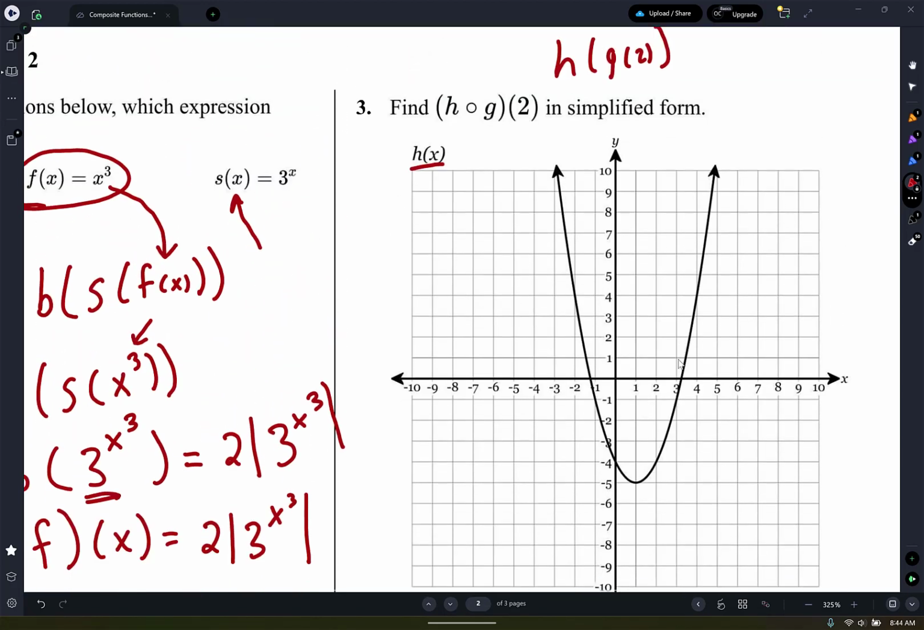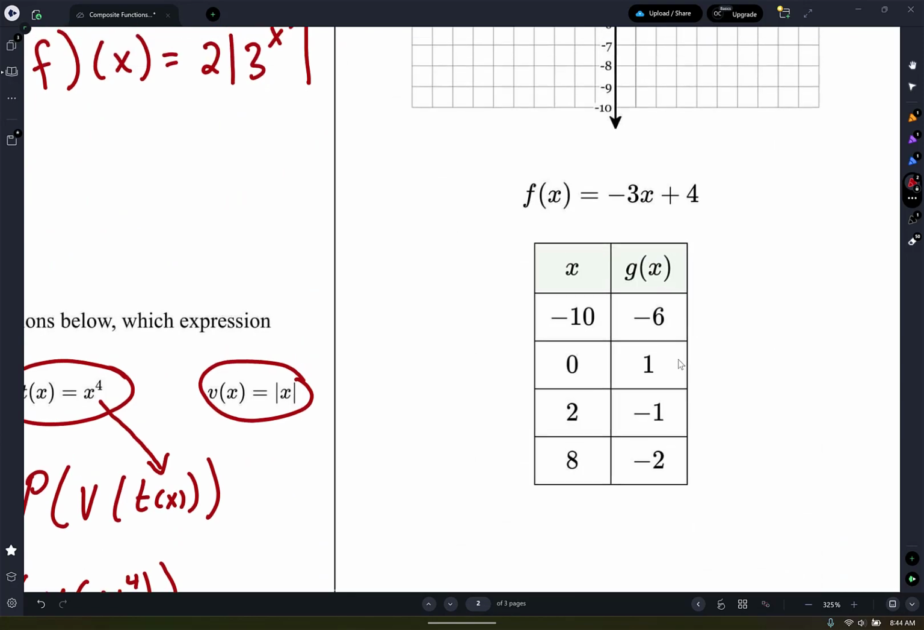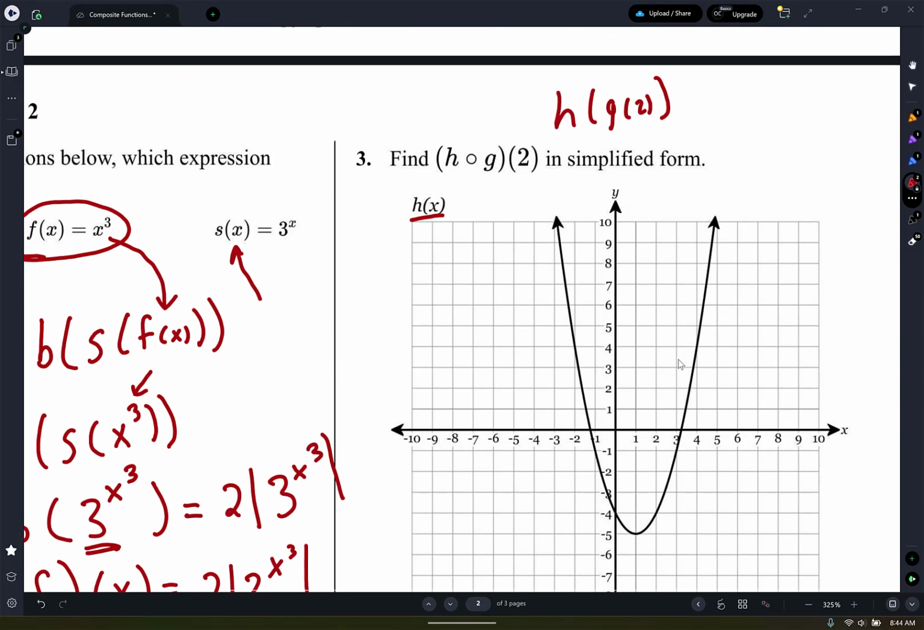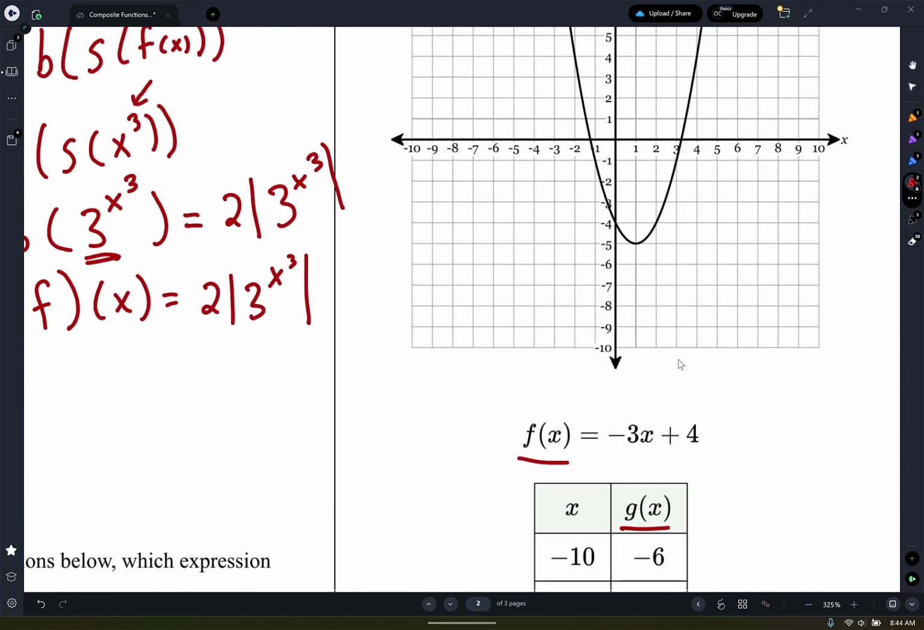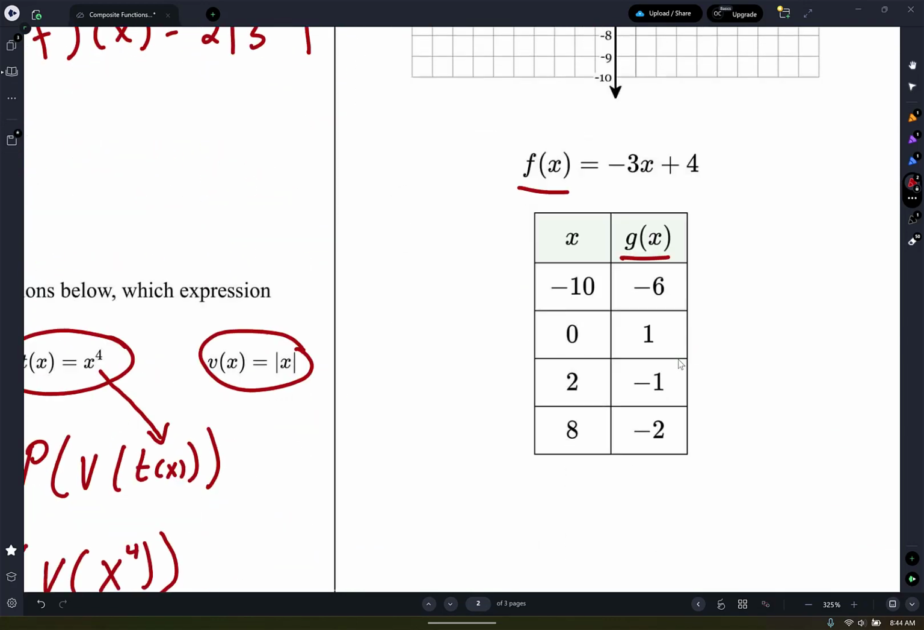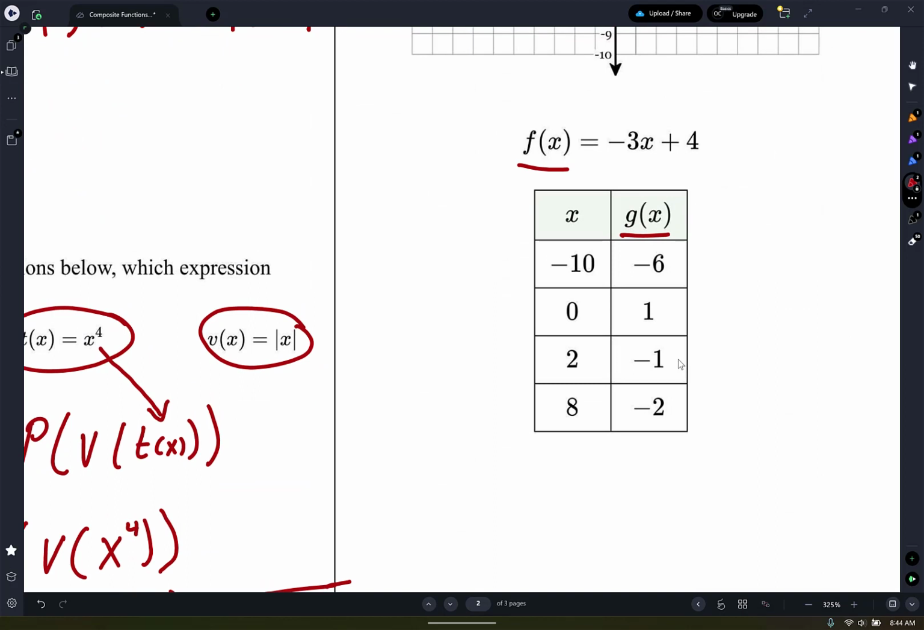So you have 3 functions. You have h, you have f, and you have g. You don't even use f, they just give you an extra. Sometimes they use all 3 of them. So you're going to find g of 2 first. So how do I find g of 2? Here's g of x. You go to x equals 2. There it is. g of 2 equals negative 1.